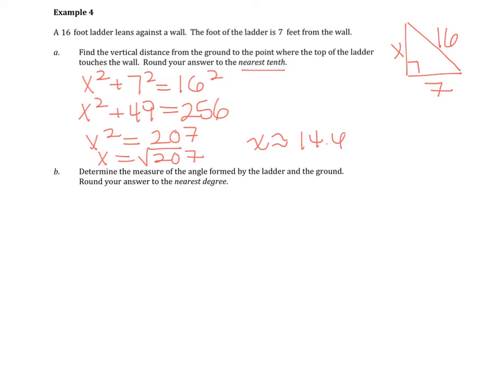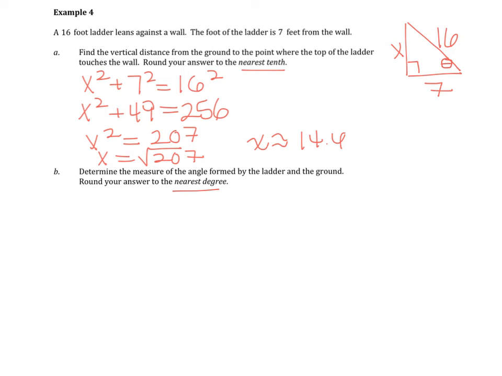Now we want to know what the angle measure is that's formed by the ladder and the ground. So that's this right here. And we're asked to round the answer to the nearest degree.